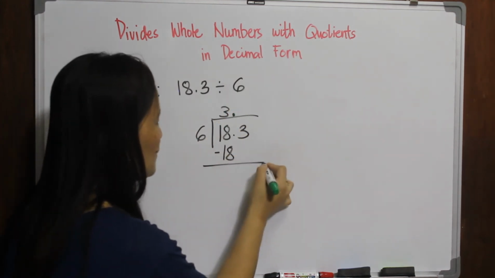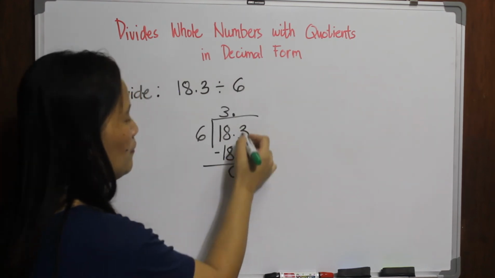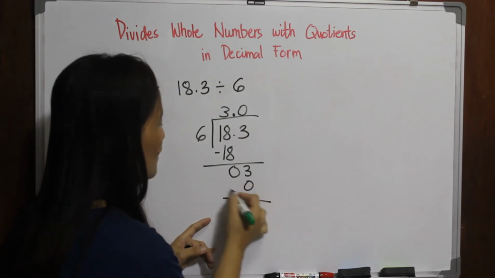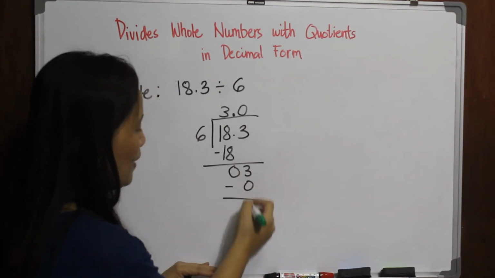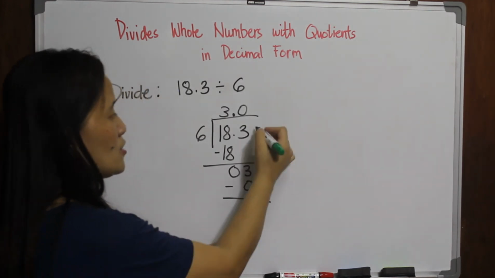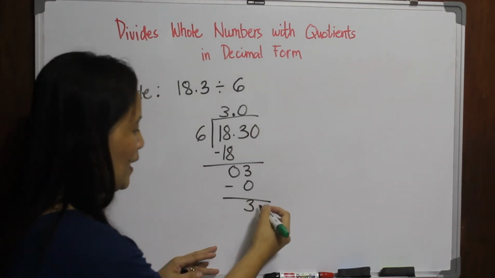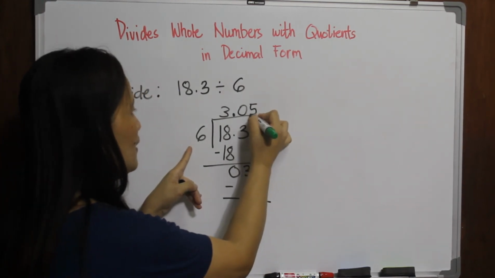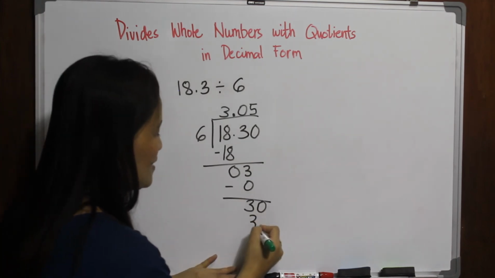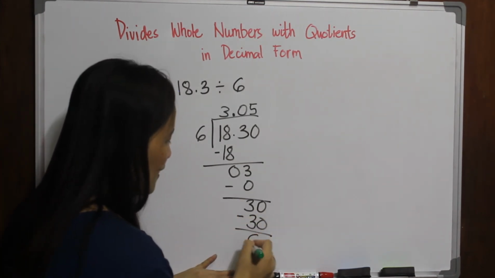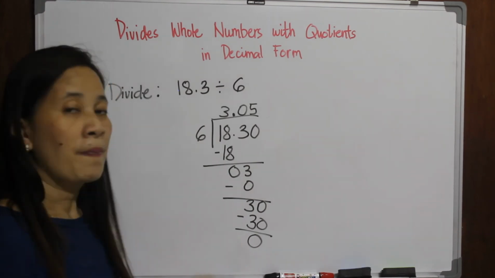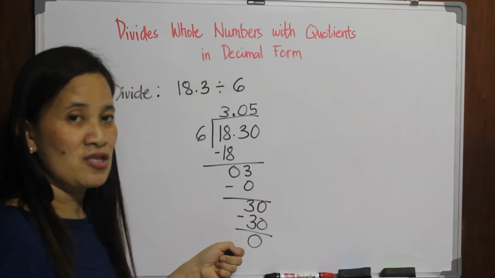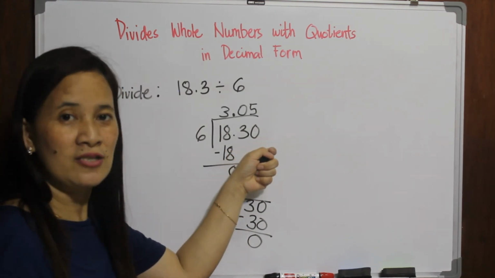So, next step is subtract. So, 0. Then, bring down 3. Then, 0 times 6, that is 0. So, 3 minus 0, that is 3. So, we can add here 0, then ibaba natin yung 0. Then, 30 divided by 6, that is 5. Then, multiply 5 times 6, that is 30. Then, subtract. So, ating sagot ay 0. So, hanggat di pa natin siya si-zero out, itong ating sagot sa subtraction, pwede tayo dito mag-add ng 0 sa ating dividend.